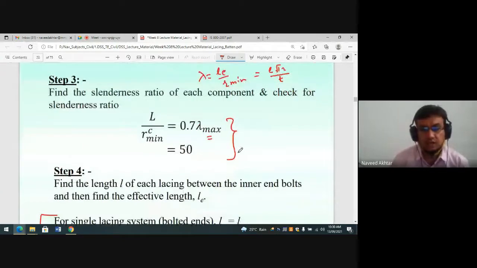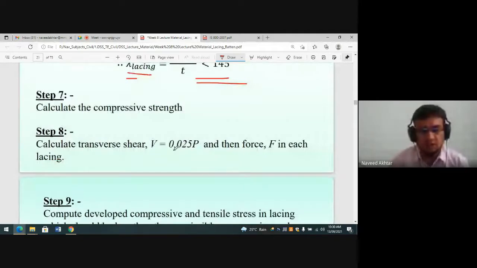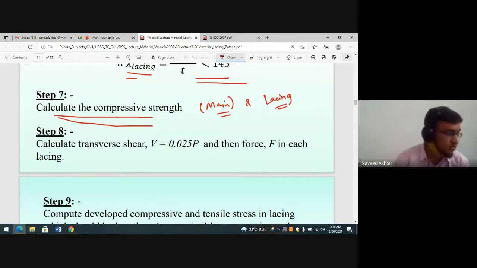Lambda of the main column and lambda of each component we are applying. Then calculate the compressive strength of the main member, the supporting member and lacing. Compressive stress in lacing you also find out.